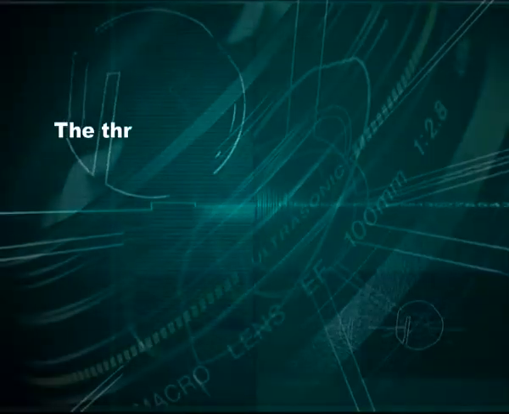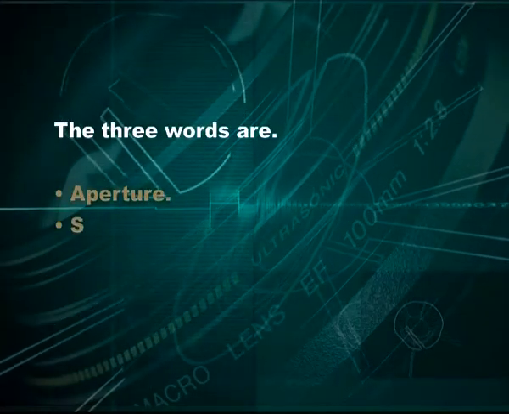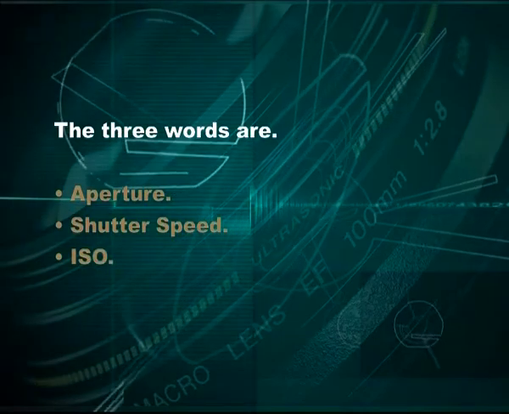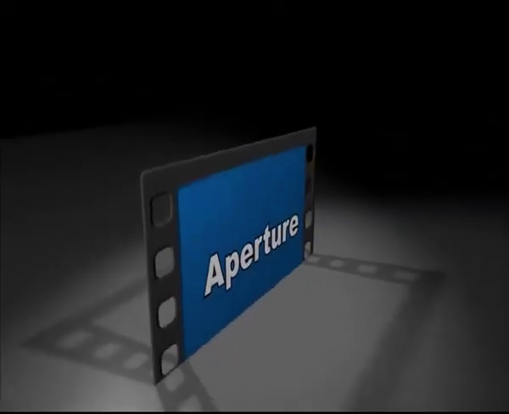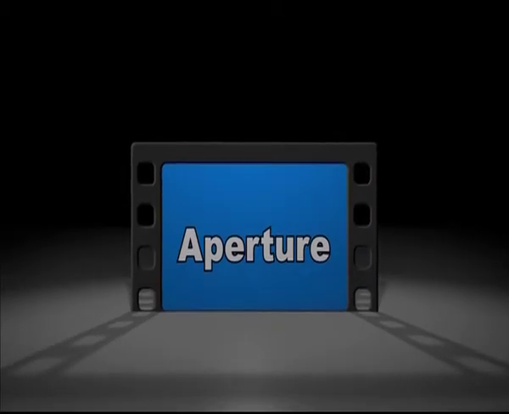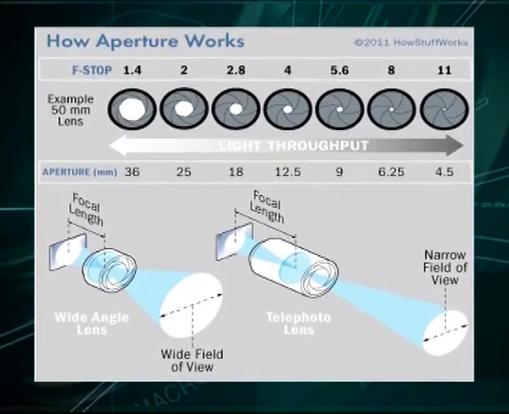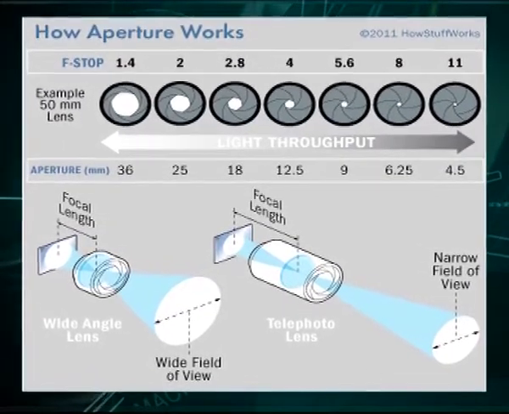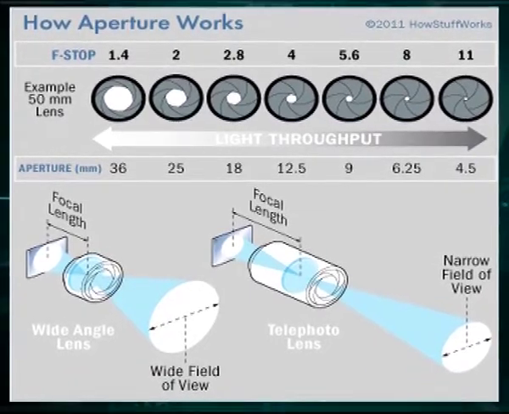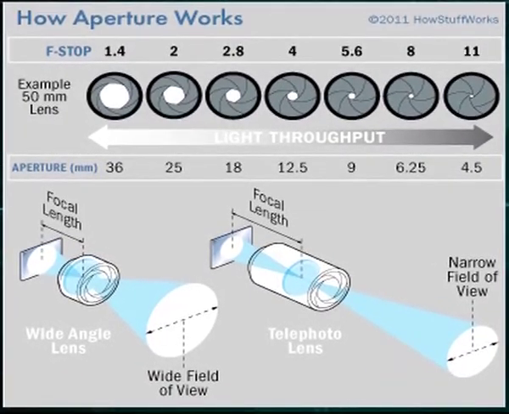Let's understand the meaning of the most important words that populate the language of photographers. The 3 words are aperture, shutter speed, and ISO. The aperture is the variable opening in the camera lens through which light travels to the digital sensor. The larger the opening, the greater is the amount of light that enters the camera, and vice versa.